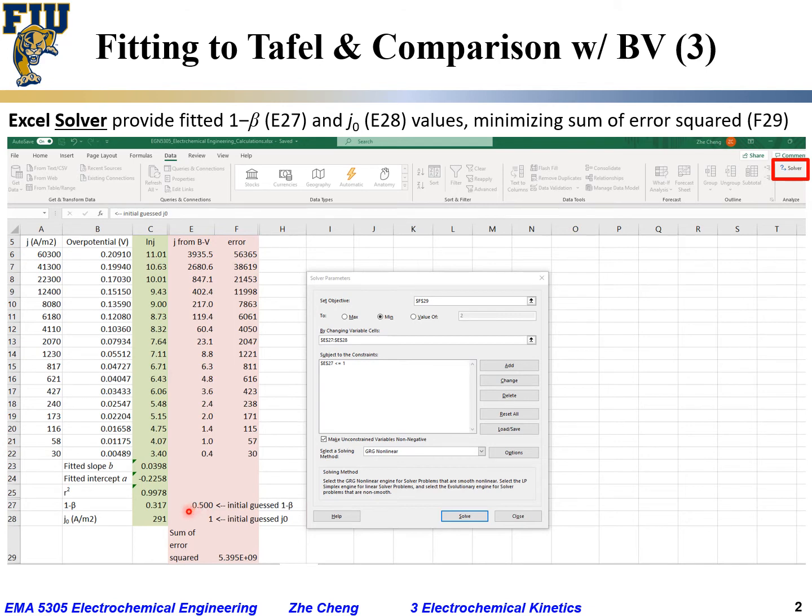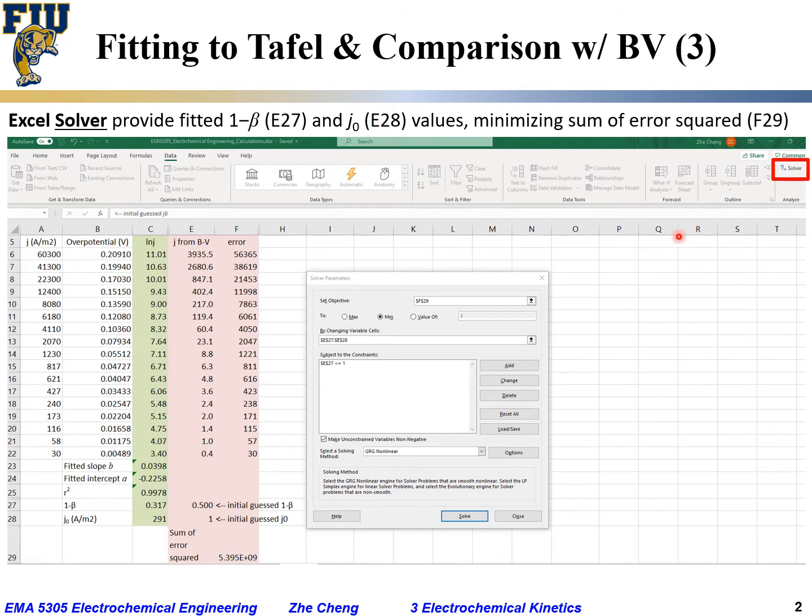E27, that will be the value for 1 minus beta evaluated from the Butler-Volmer equation. And similarly, the J0 exchange current density value would be in E28. That will be the exchange current density. And here in this figure, I'm still showing the initial guess value 0.5 for 1 minus beta and 1 amp per meter square for the initially guessed J0 value.